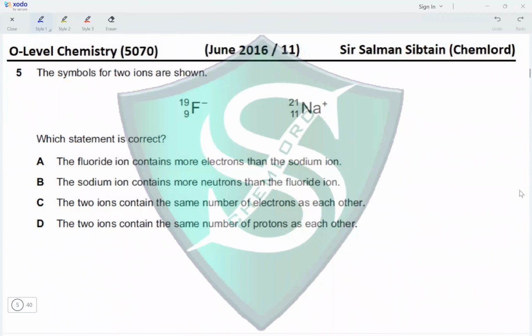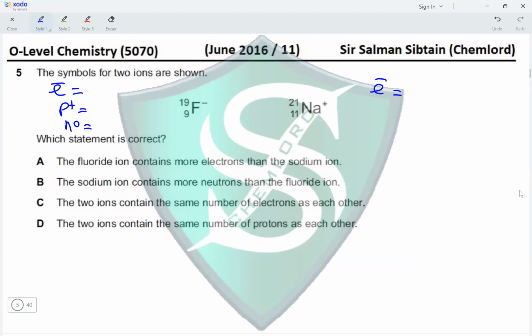Question 5. The symbols for two ions are shown: F minus and Na positive. Which statement is correct? The fluoride ion contains one more electron than the sodium ion. The sodium ion contains more neutrons than the fluoride ion. The two ions contain the same number of electrons as each other. The two ions contain the same number of protons as each other. So we need to calculate the number of electrons, protons, and neutrons for both of these ions.